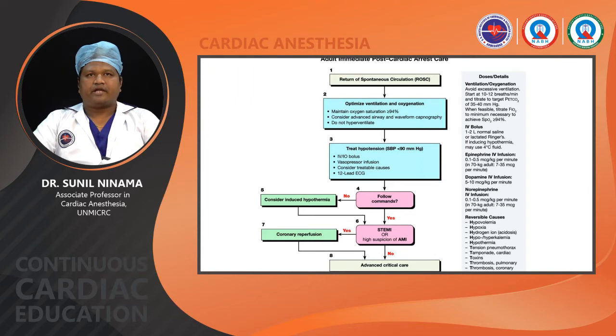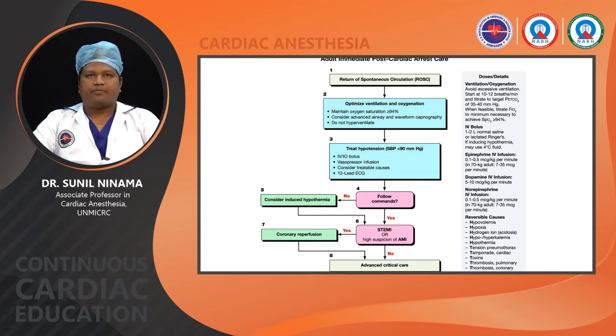Now there is the adult immediate post cardiac arrest care. For that, if you are giving CPR and your CPR is successful and you have return of spontaneous circulation, then you have to do these things. First, you optimize the ventilation and oxygenation by maintaining the oxygen saturation more than 94%. Consider the advanced airway and waveform capnography. Do not hyperventilate these patients.